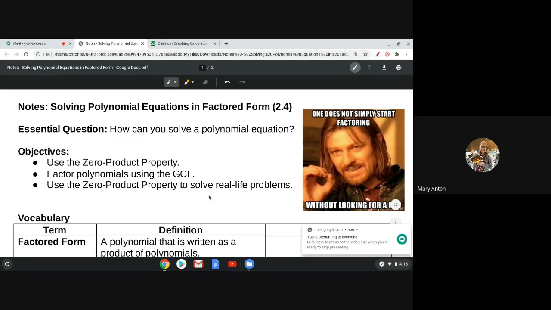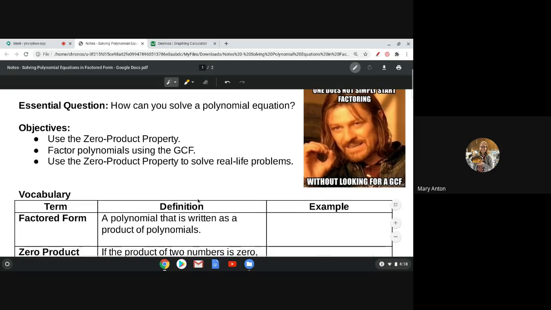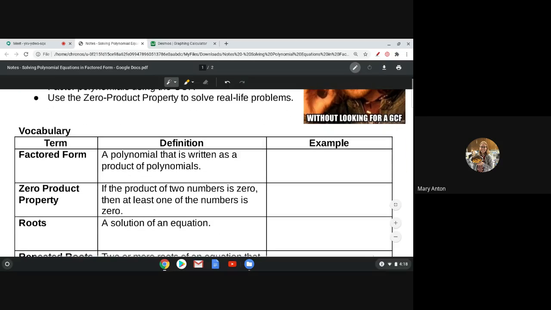All right. Hi, everyone. These are notes for solving polynomial equations in factored form, which is something that we've actually already dealt with, but we didn't really give it a name yet. So our essential question is, how can we solve polynomial equations? We're going to use the zero product property. We're going to use GCF, the greatest common factor, which you saw on your last big ideas assignment. And then we're going to apply the zero product property to the various situations.